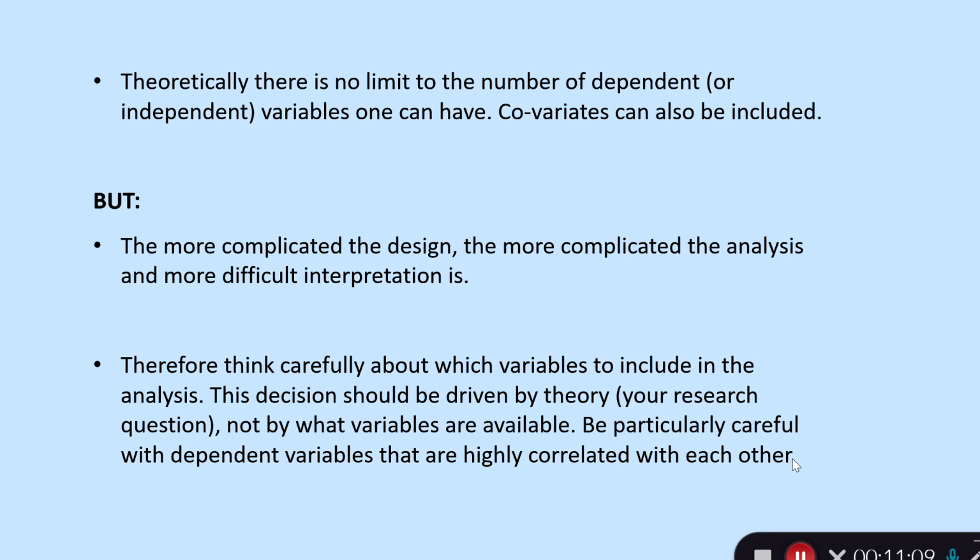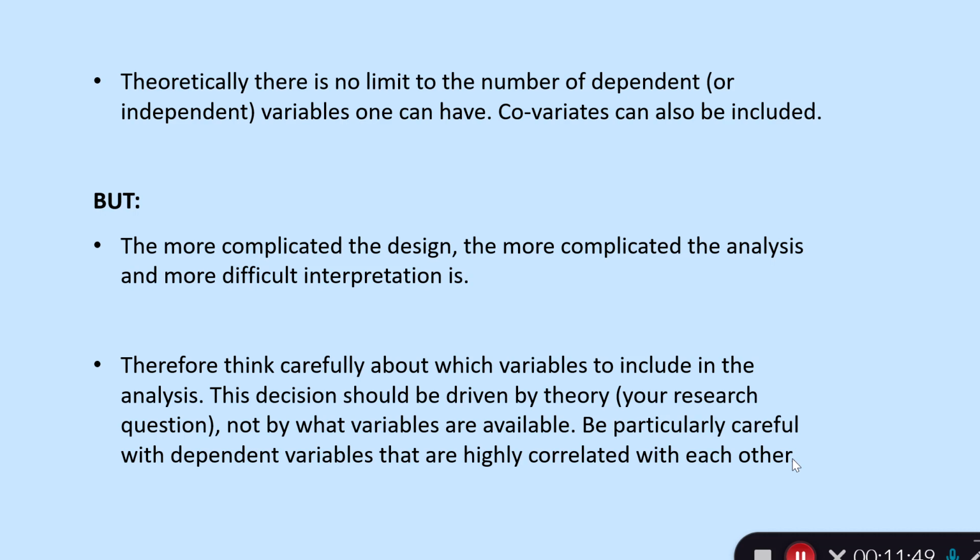to the caution messages that would go along with a factorial ANOVA. Theoretically, there is no limit to the number of dependent or independent variables you could have in your design. You could have lots of DVs, lots of IVs, and you could also include covariates if you liked. But as with factorial ANOVA, the more complicated the design, the more complicated the analysis, and the more difficult it is to interpret the output and actually understand what is going on. So you have to think carefully about which variables to include in your analysis.